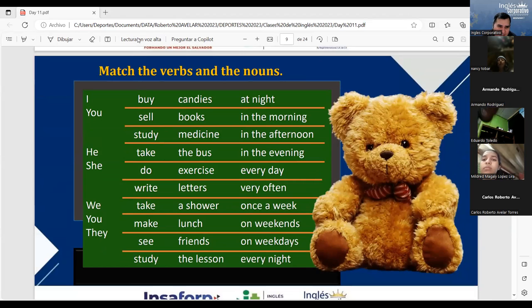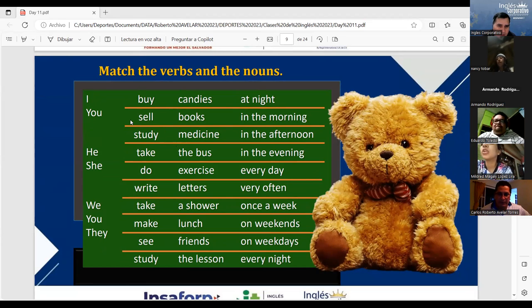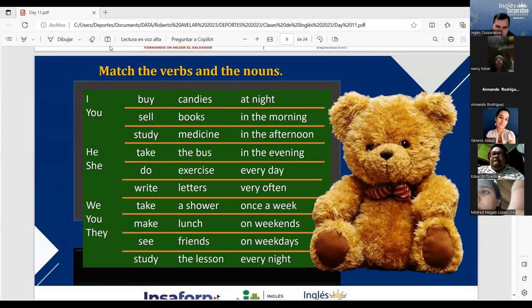Excellent. Now, yes, make sentences here. I buy candies at night. You can change, for example, this one. Think that you can put it like this one. There can be a line here. You can say, I buy candies in the morning, or I buy candies in the evening. I buy candies every day.